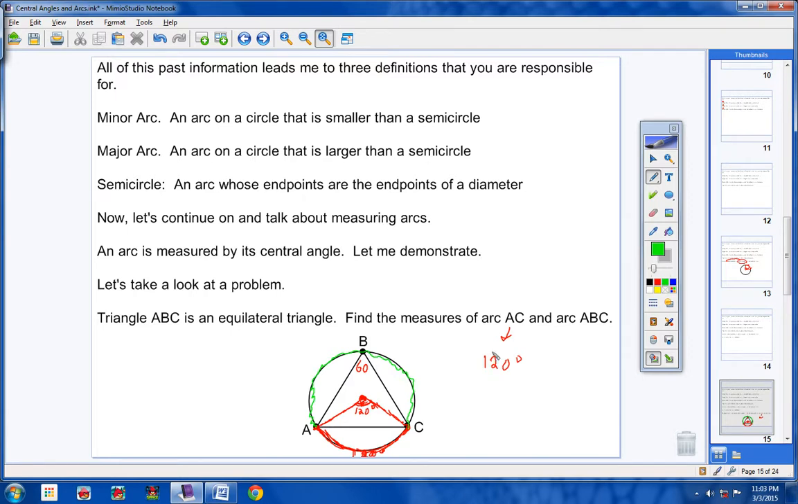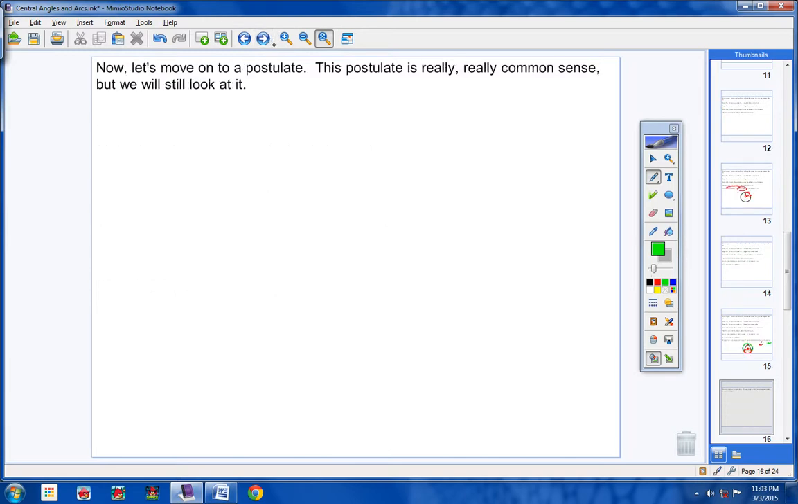So take 360, subtract out 120, and you're left with 240 degrees for arc ABC. Okay, I hope that made sense. Alright, let's continue on.